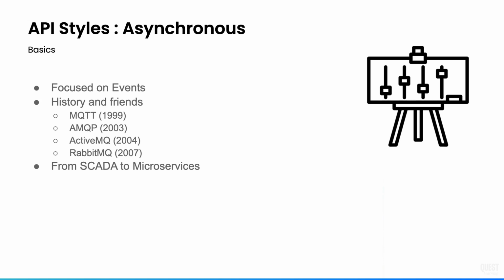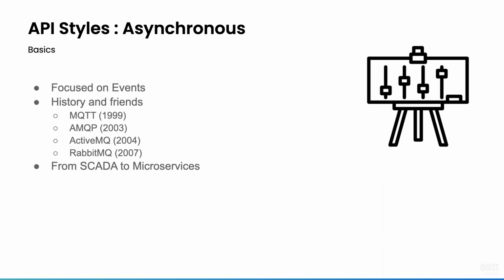Now, the history of this asynchronous style goes all the way back to 1999 with MQTT at IBM. Some individuals were working to put together some kind of monitoring systems for major industrial devices, oil pipelines, big machinery, stuff like that. The AMQP platform came around 2003. That was a much more programmable platform than the original IBM MQTT. And ActiveMQ and RabbitMQ all come around the same time.